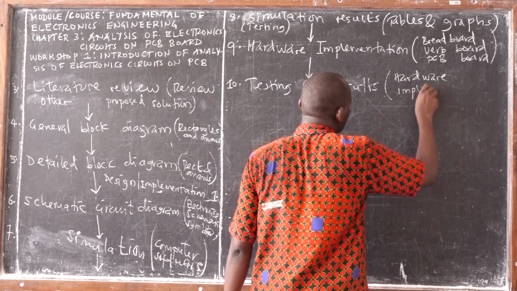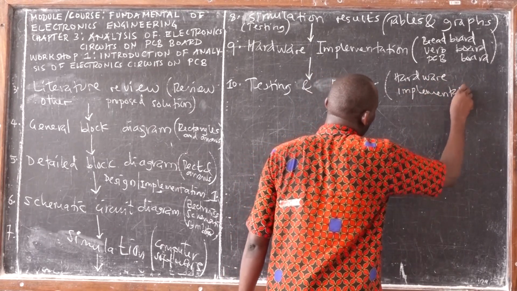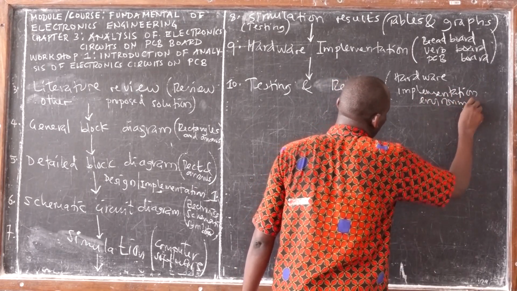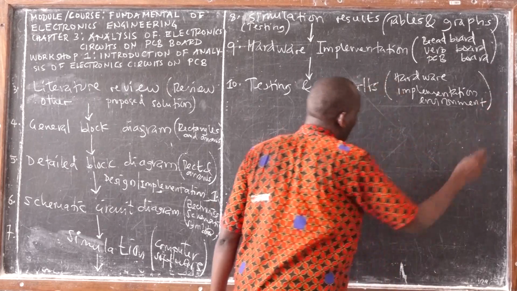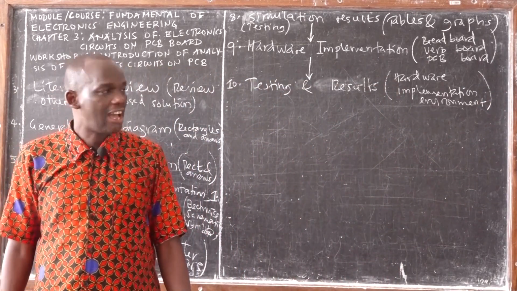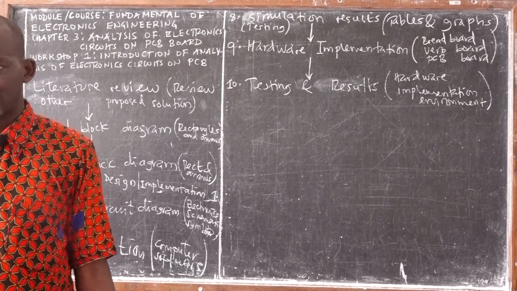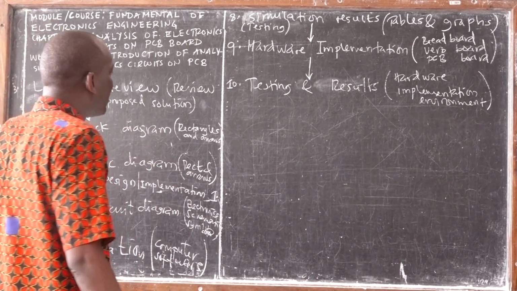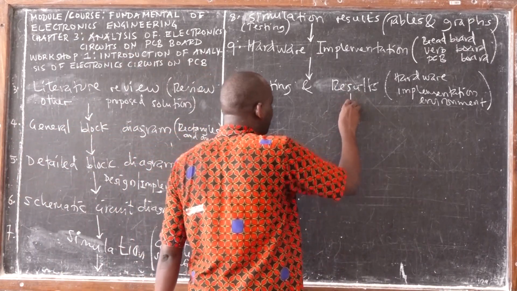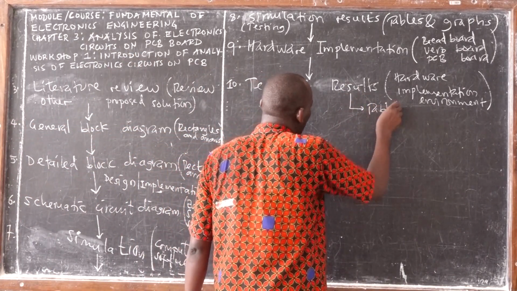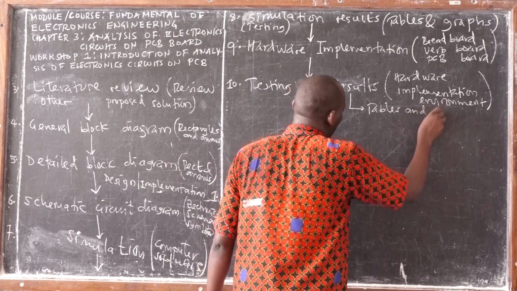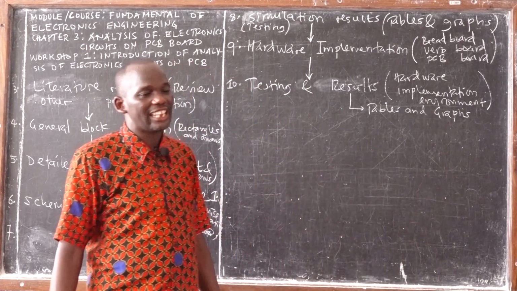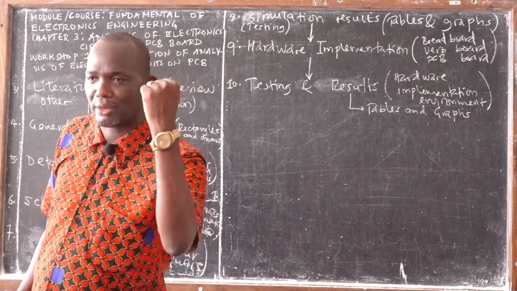implementation. Hardware implementation environment. Hardware implementation what? Environment. So you can have testing and what? Results. It's just the hardware results. And these hardware results should be represented in terms of what? Tables and what? Graphs. That's why I gave you that we can summarize engineering in 5 terminologies.